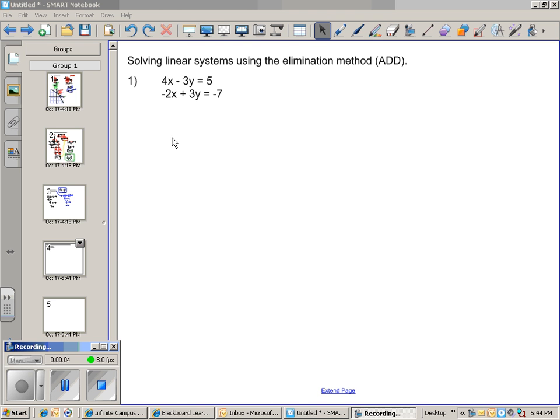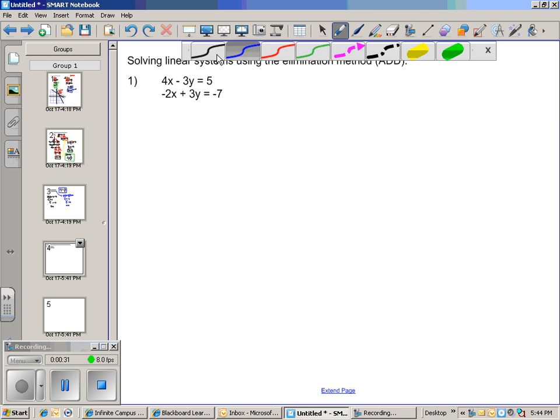Alright, solving linear systems using the elimination method, and we're going to do this one by looking at addition. So, the very first thing you have to do is make sure that your two equations for the linear system are arranged in standard form. Standard form is when the x and the y are both on the same side, and then the constant term is over here on the right. Once you have your equations lined up, then you can go ahead and arrange them where the x's and the y's are right on top.